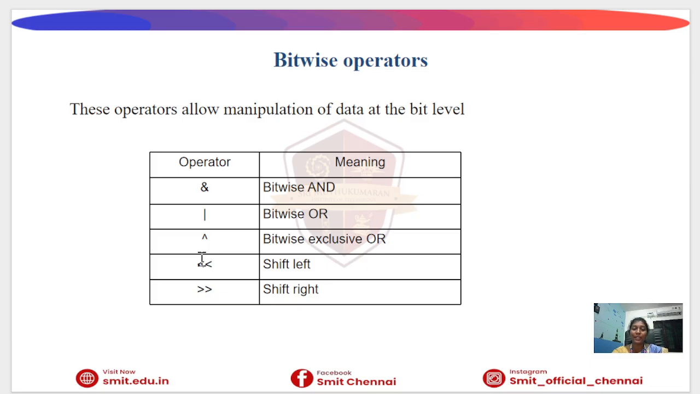If we want to set a bit in a register, we use a bitwise OR. These are very important in microcontroller programming. In embedded systems, we mostly use bitwise operators. In a microcontroller or microprocessor, we have to give a program, so in that we have to use bitwise AND, bitwise OR and bitwise exclusive OR.